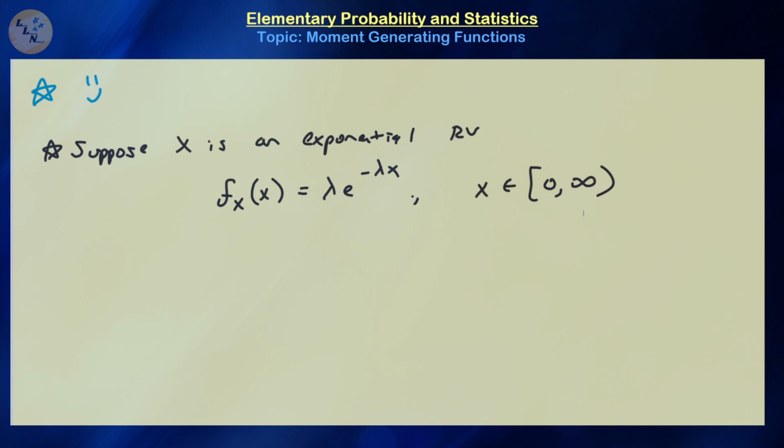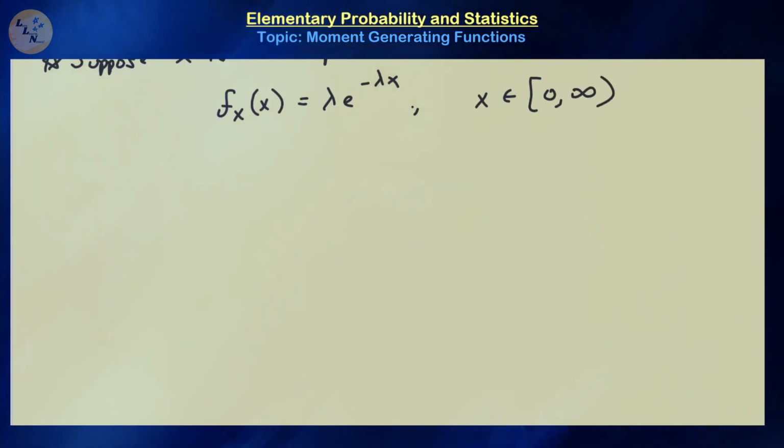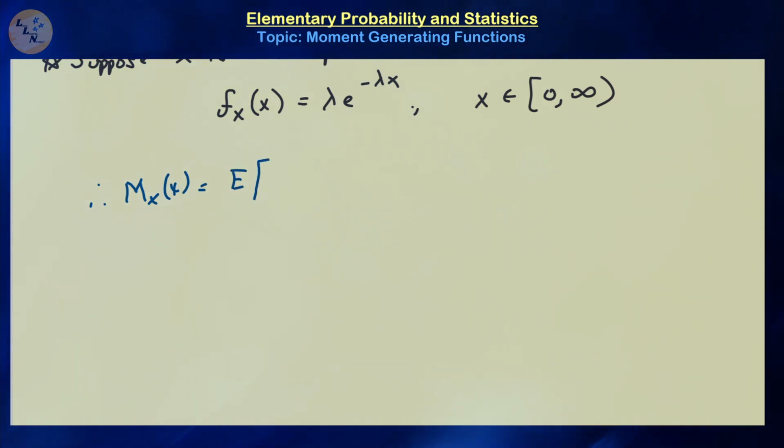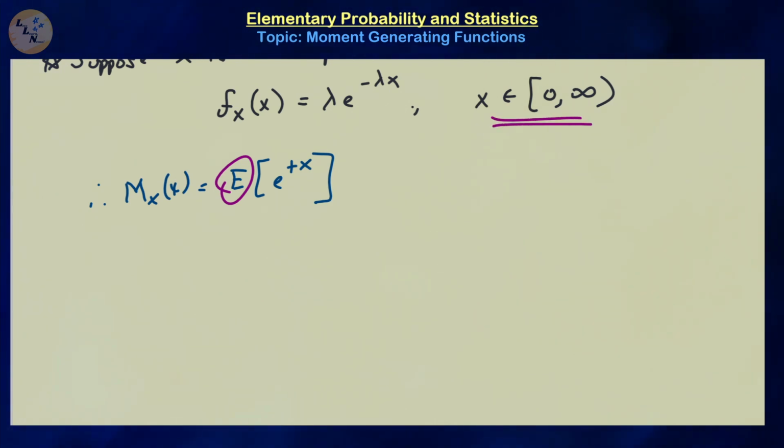So we would just go about it in the same exact way, same exact definition. So the moment generating function for this is going to be equal to the expected value of the random variable e to the tx. Now, since we're working in the continuous world, the expected value is going to be an integral over this domain of definition.